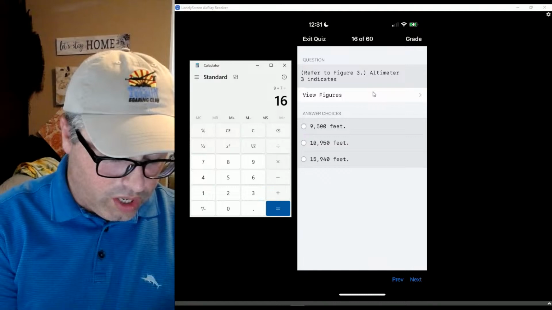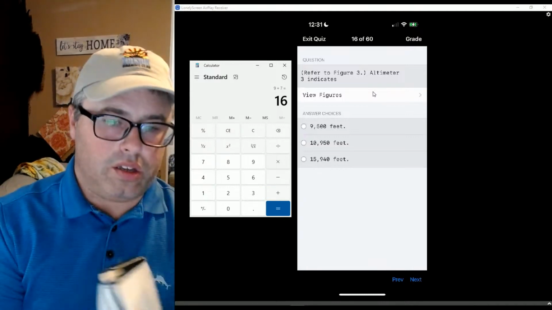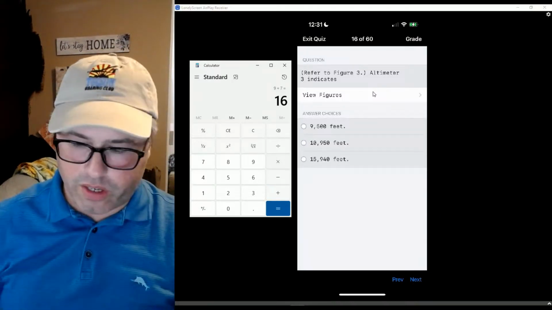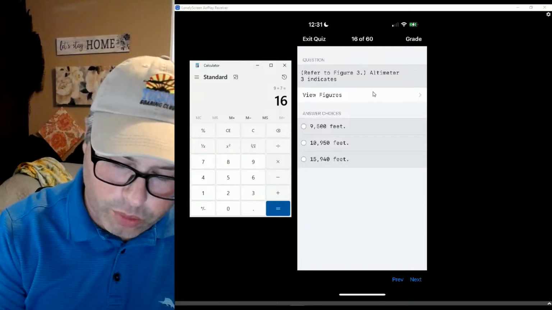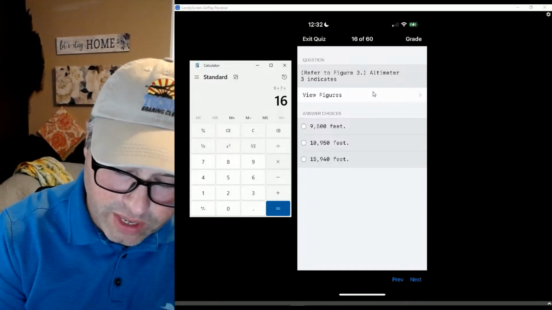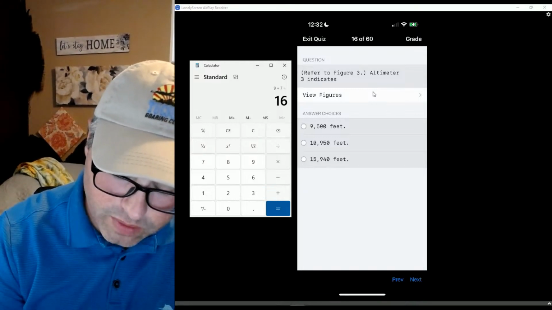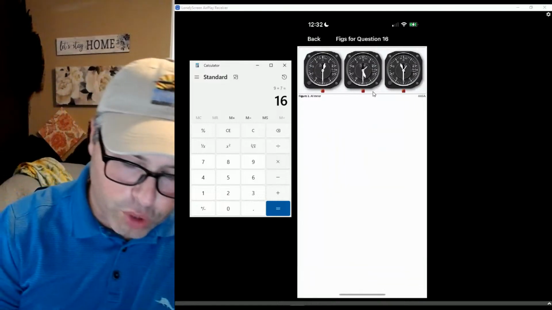Figure 3. Altimeter. They have three options. I'll write them down here so I don't have to go back and forth: 9,500 feet, 10,950 feet, or 15,940 feet. And we're looking at number 3.